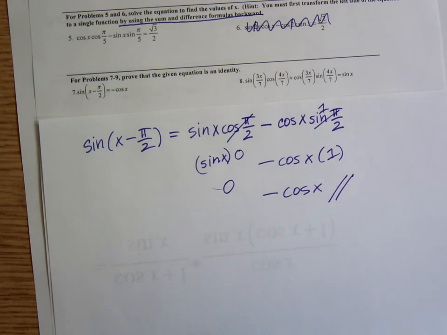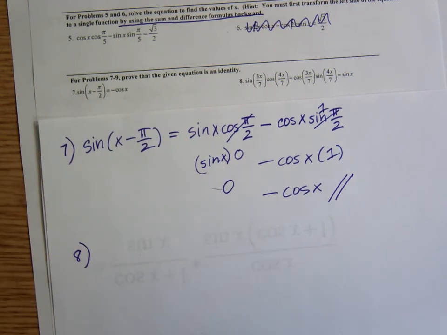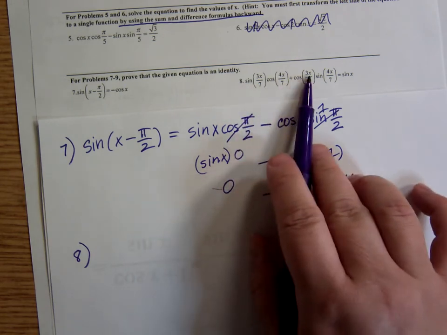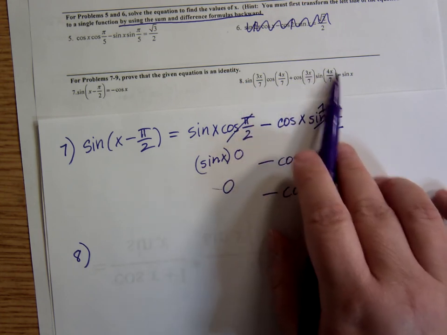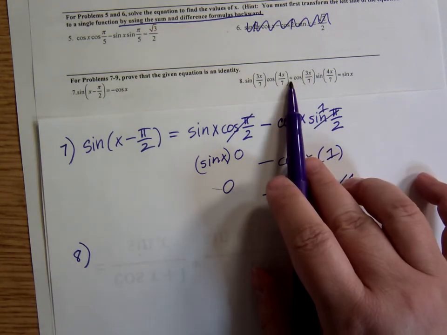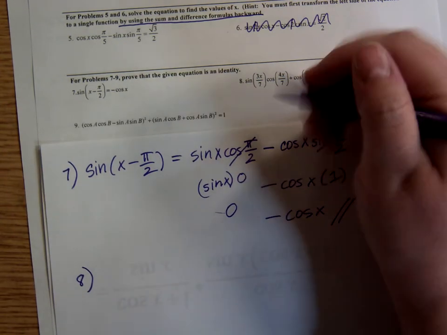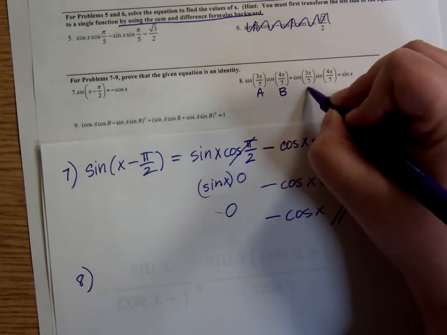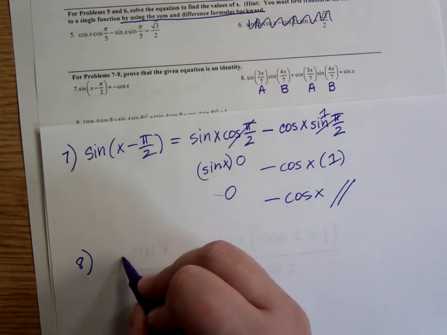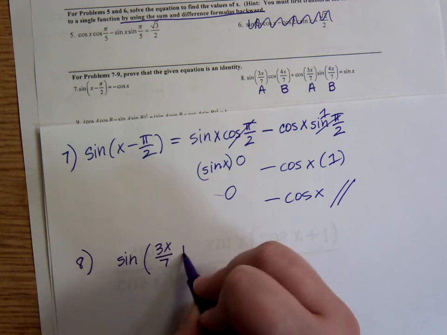All right, number 8. That was 7. Number 8. Notice that it's sine of something times cosine of something else plus cosine of the first thing times sine of something else. That's my sine of a sum or difference formula. In this case, it's going to be a sum. So this is like sine of A cosine of B plus cosine of A sine of B. That's exactly what that is. So I'm going to go ahead and rewrite it with that formula. So this is sine of A plus B, where A is 3x over 7 and B is 4x over 7.